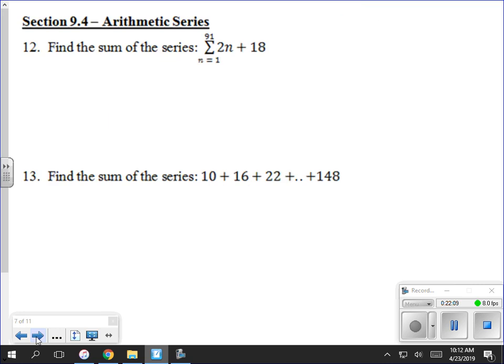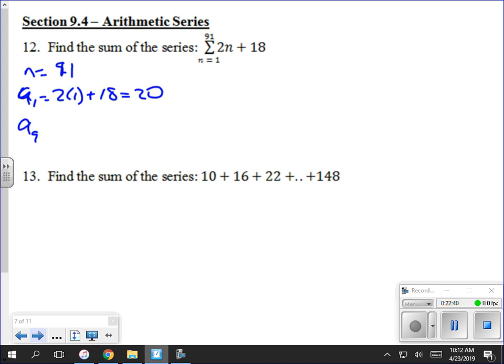Okay, arithmetic series. So it's arithmetic, so I'm going to use the stuff from this column. It says find the sum. Oh, the sum. I need 3 things. I need to know how many, and the first one and the last one. Well, how many do I have? I have 91. To find the first term, a sub 1, let n equal 1. 2 times 1 plus 18. My first term is 20.